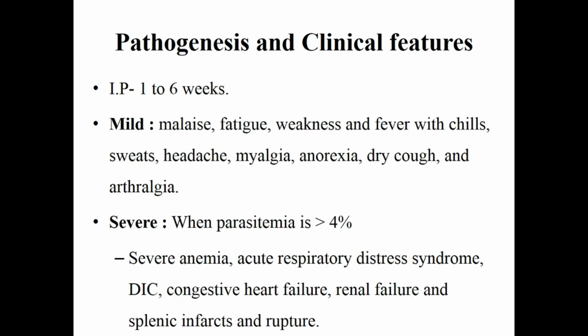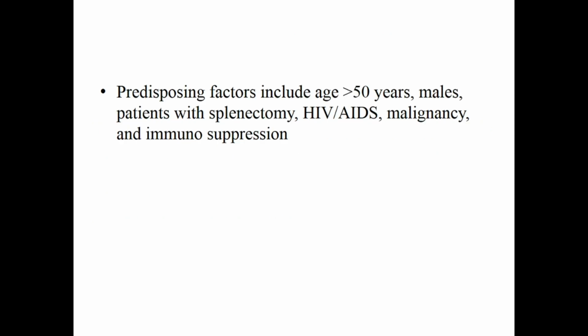So, the pathogenesis and clinical features: the incubation period is 1 to 6 weeks. It can be mild or it can be severe. Mild is malaise, fatigue, weakness, fever, chills, some headache, body ache, anorexia, dry cough and arthralgia. And severe infection can happen when the level of parasitemia is more than 4%, and manifests in the form of severe anemia, acute respiratory distress syndrome, disseminated intravascular coagulation, congestive heart failure, renal failure, splenic infarcts, as well as rupture of the spleen. The predisposing factors which can lead to severe infection are old age, that is more than 50 years of age, splenectomy, HIV, AIDS, malignancy, and immunosuppression.